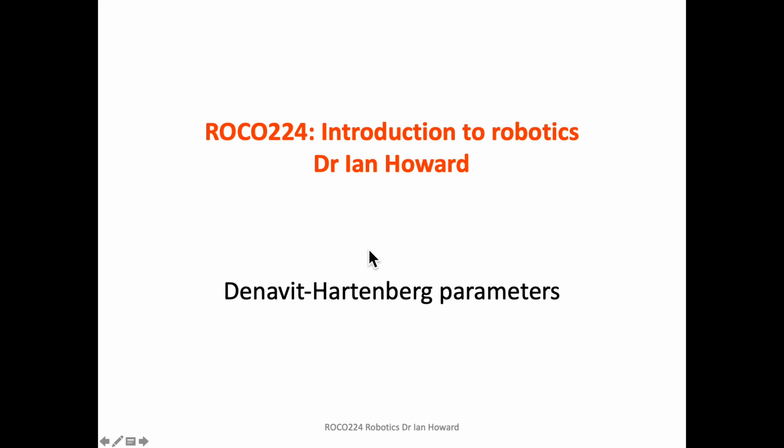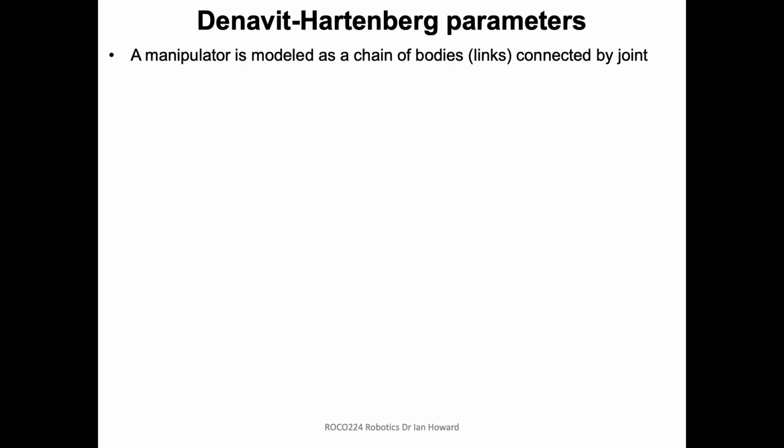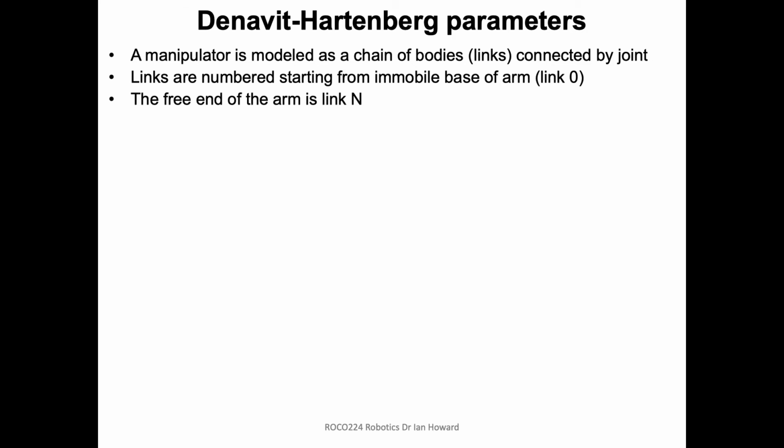Okay, now I'm going to talk about Denavit-Hartenberg parameters, which is another way of analysing kinematics of robotic mechanisms. So we know that a manipulator is built up of chains, or a lot of them are built of chains of linkages connected by joints, and we start numbering them from the base, which is generally considered link 0, all the way to the endpoint, which could be link n.